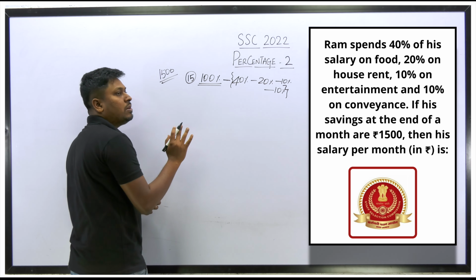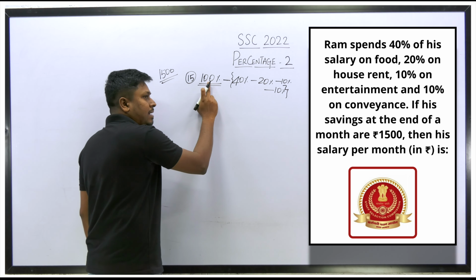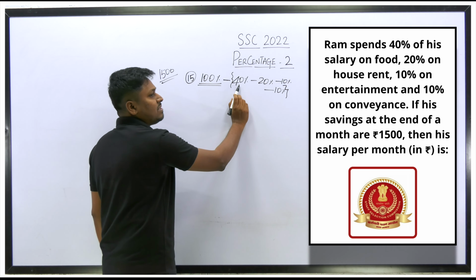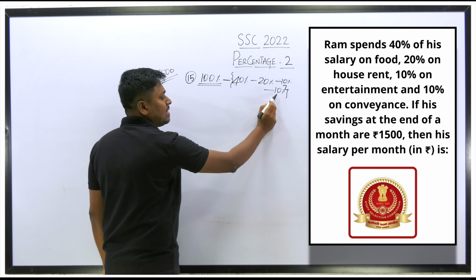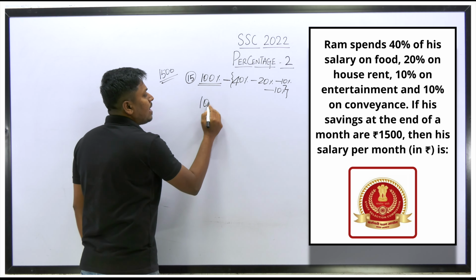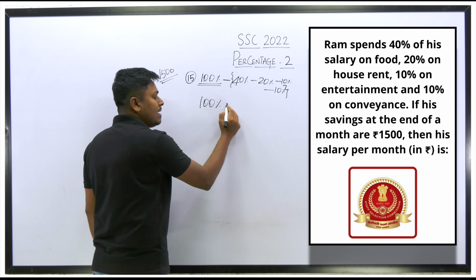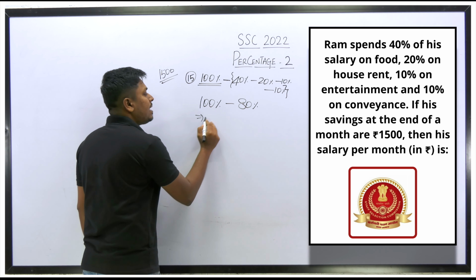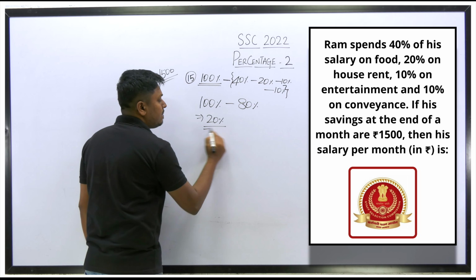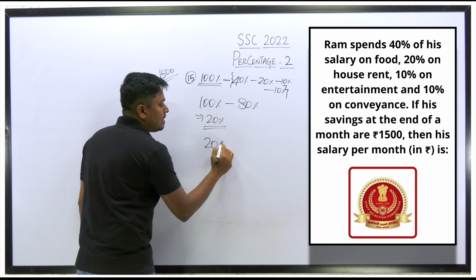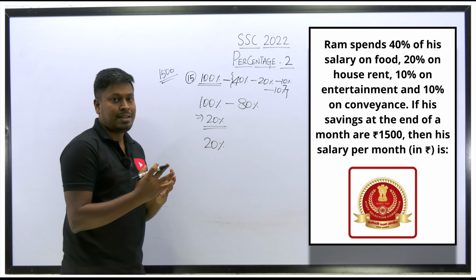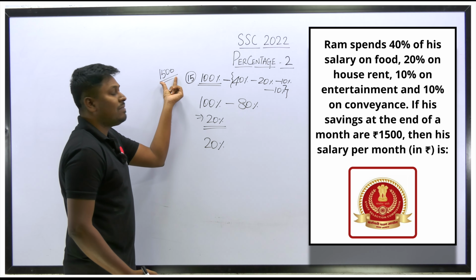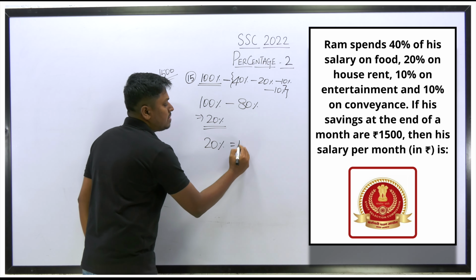So now what we can do is subtract all the values from the total salary. 20 and 40 will be 60, this will be 70 and this will be 80. So from the 100% total salary, he spends 80% of the amount. The remaining amount he has in his hand is 20%. So 20% is the remaining percentage, that is the savings amount, and the savings amount is 1500.